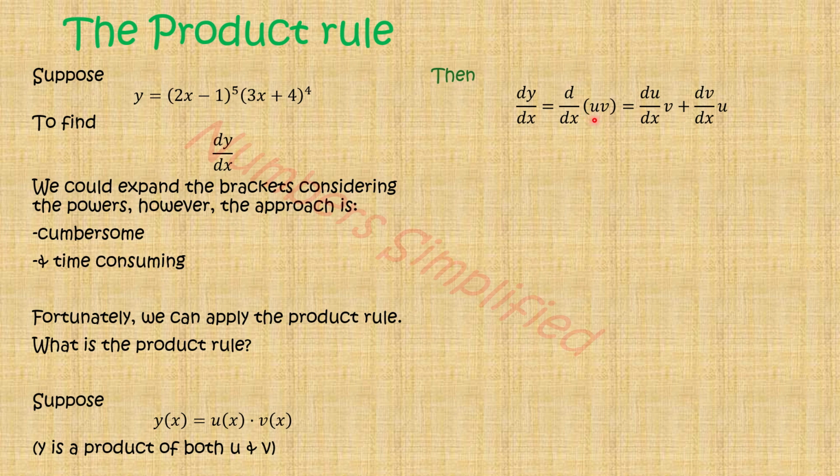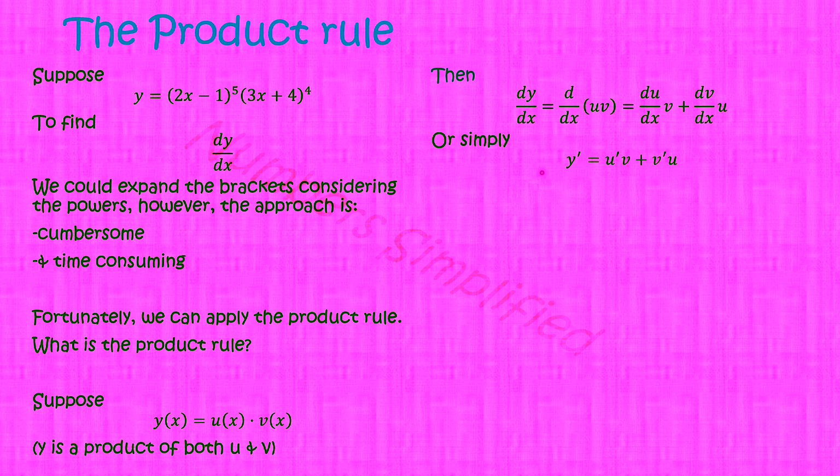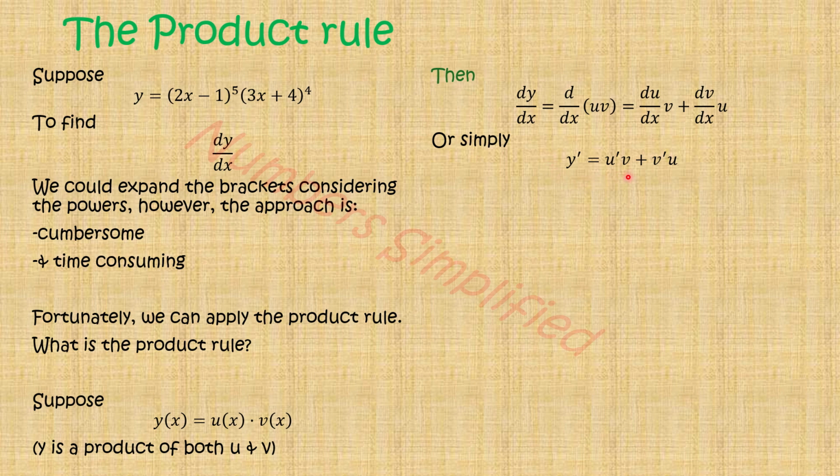We find the derivative of u times v plus the derivative of v times u. Take note of the order there. We find the derivative of the first bit, we multiply it with the second bit, and then find the derivative of the second bit multiplied with the first bit. Or simply, we can say y prime is equal to u prime times v plus v prime times u. And this becomes what we refer to as the product rule.